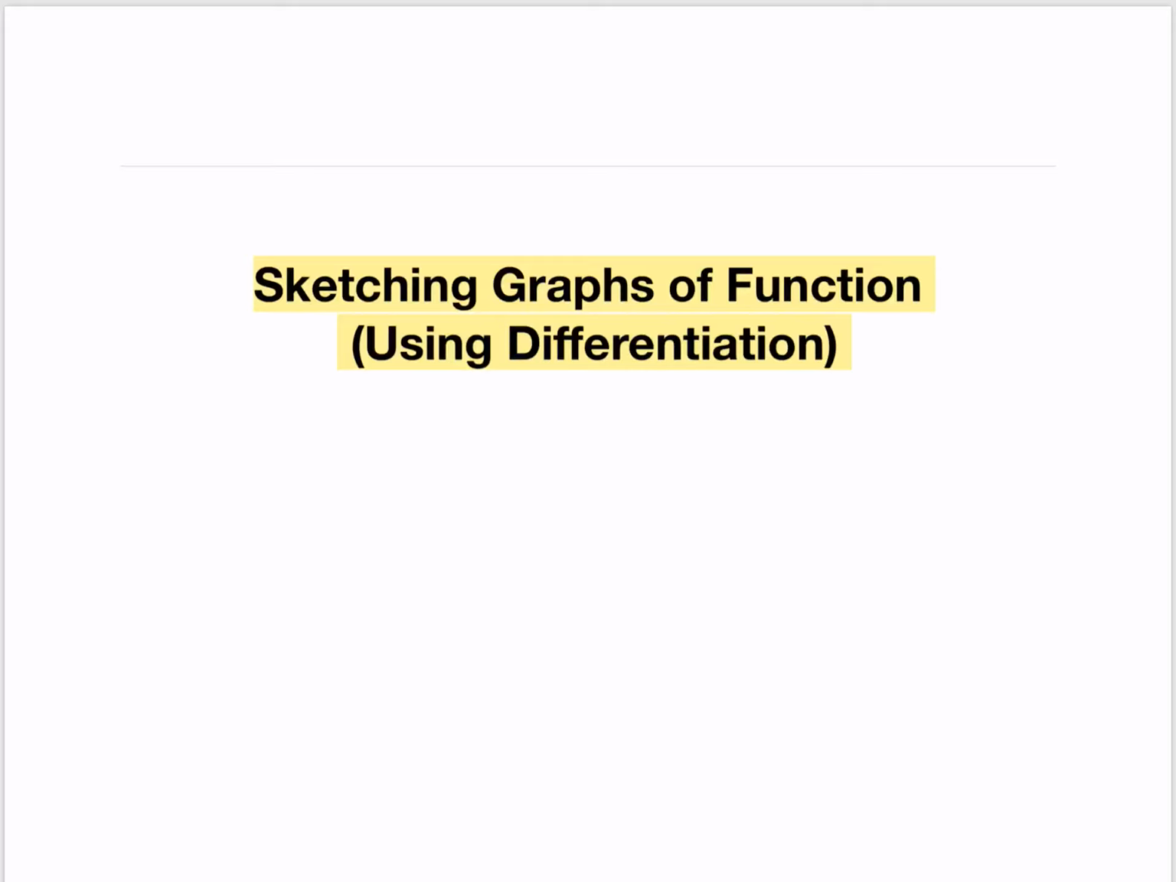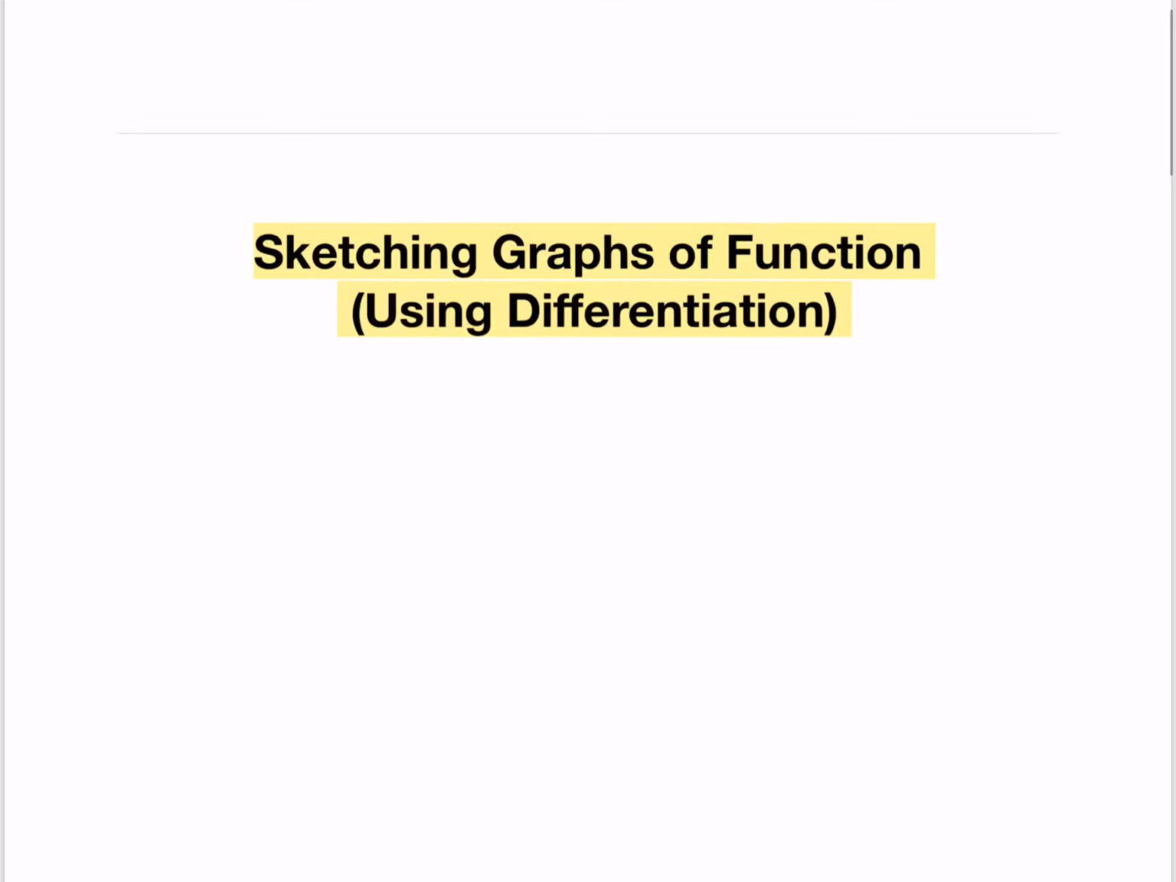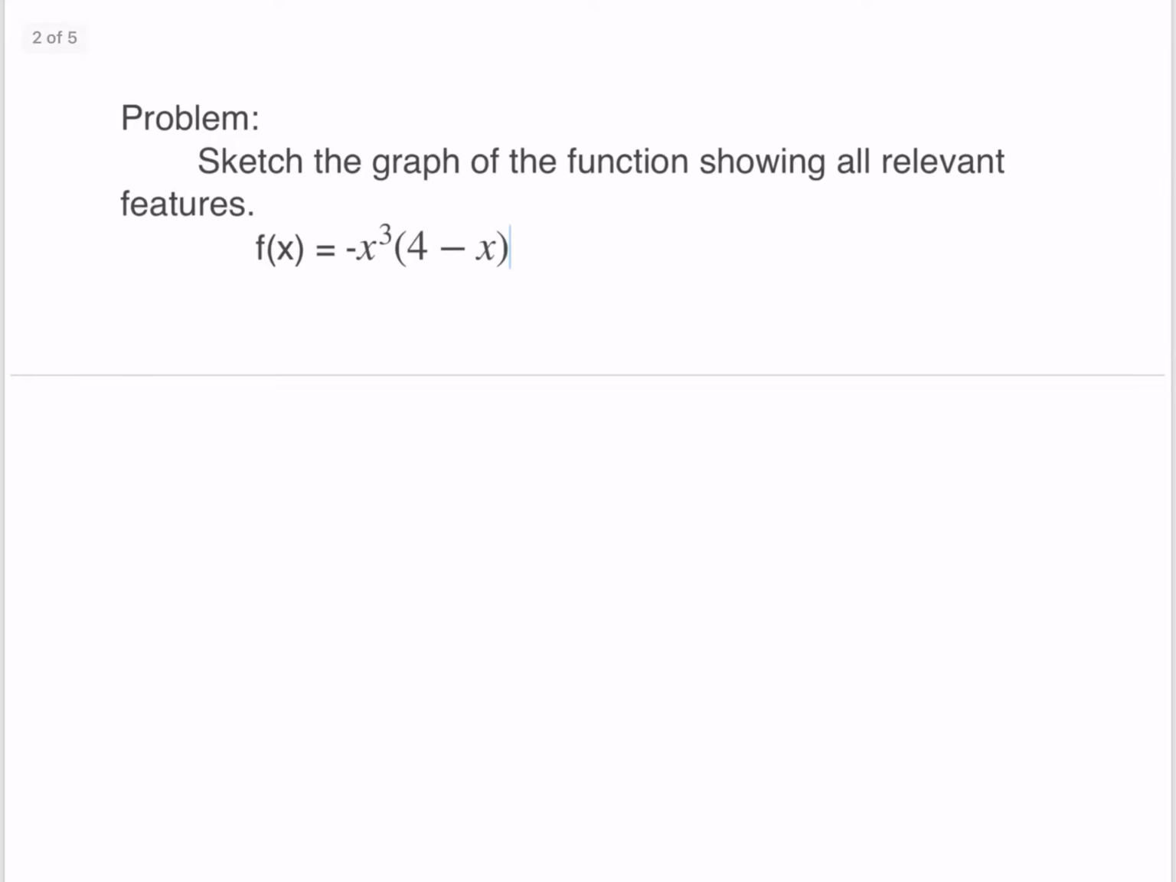In this video, we're going to sketch a graph of a function using differentiation. So let's have this example. We're given the function f(x) is equal to negative x cubed multiplied by 4 minus x, and we are asked to sketch the graph of this function showing all relevant features like the x-intercept, the y-intercept, and the stationary points.